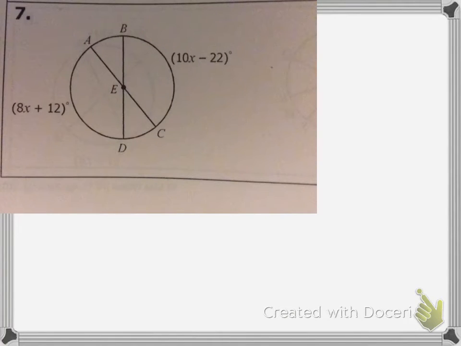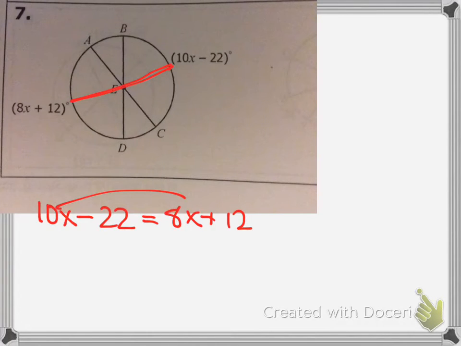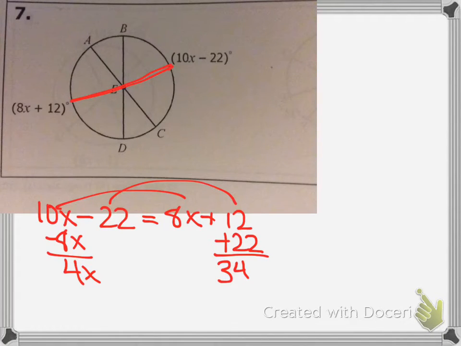Okay, let's see here. Again, these two are opposite of each other, so opposite angles are congruent. So 10x minus 22 is equal to 8x plus 12. Variables to the left, numbers to the right. So that's minus 8x, which would be 2x, plus 22, which is, excuse me, 34.